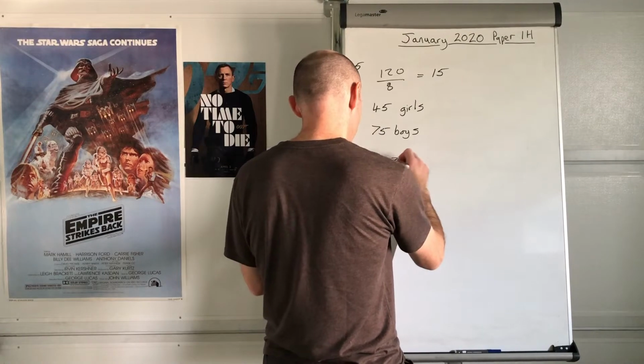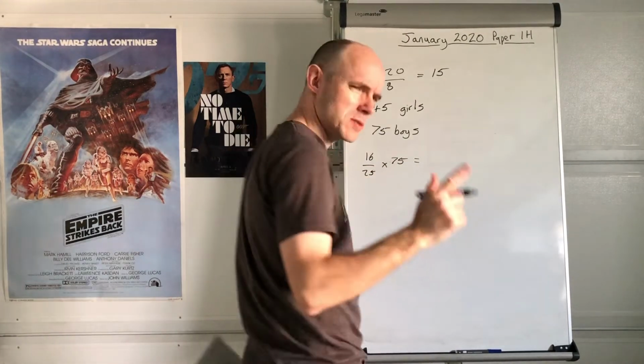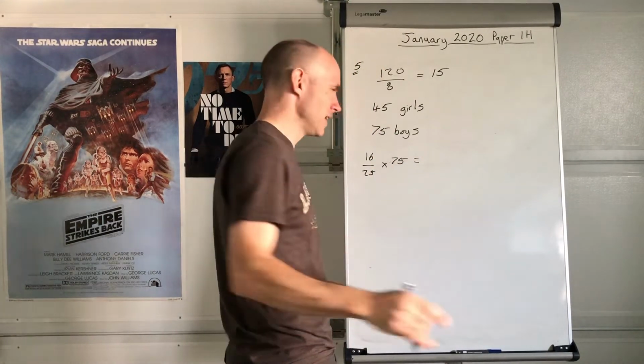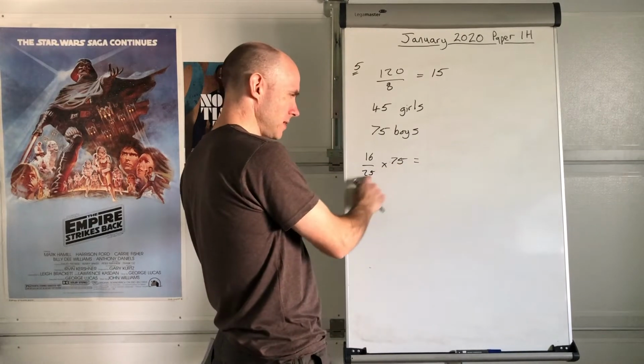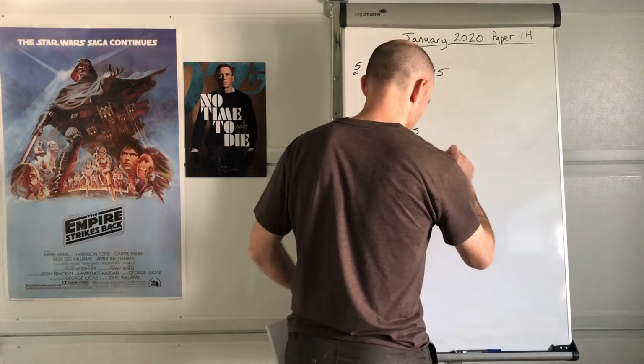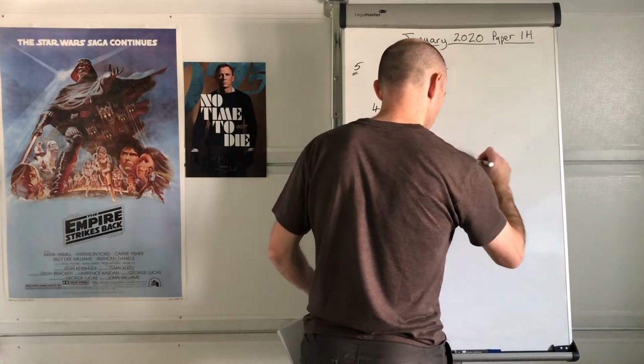16/25 of the 75 boys. So, did you use a calculator? Did you? 75 over 25 is 3. 3 times 16 is 48. So 48 boys went climbing.